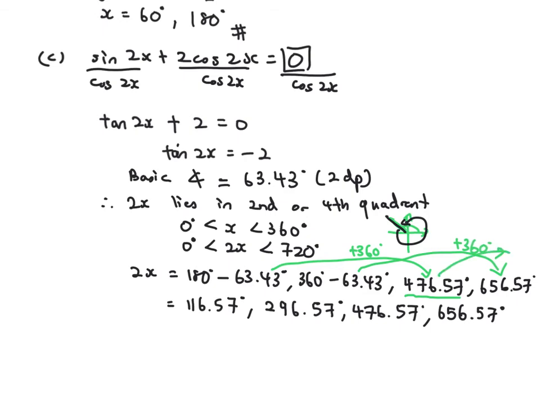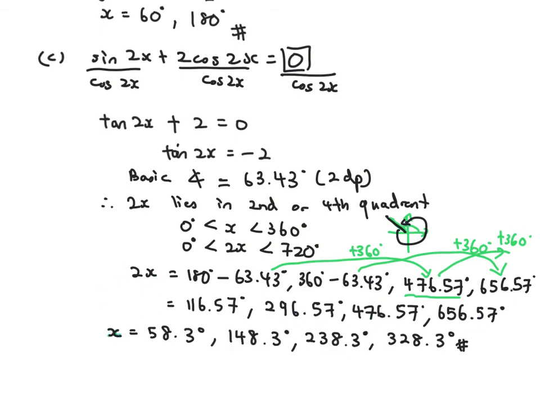But if you add another 360, you find that you have to reject the answer because it's beyond the range of 720. So at the end, I have only 4 answers. And then dividing throughout by 2, you get x equals 58.3 degrees, corrected to 1 decimal place for all answers, and 148.3 degrees, 238.3 degrees, and 328.3 degrees. So you can see that all answers of x indeed fall between 0 and 360. So that's the end of our current example.